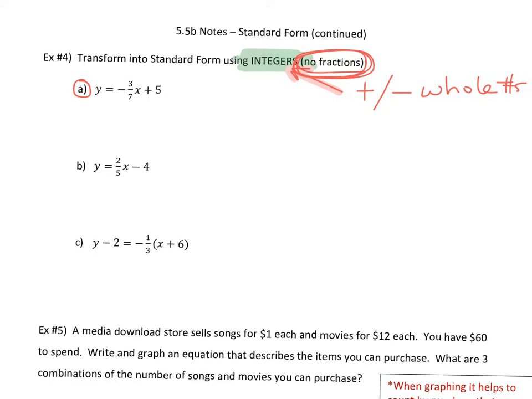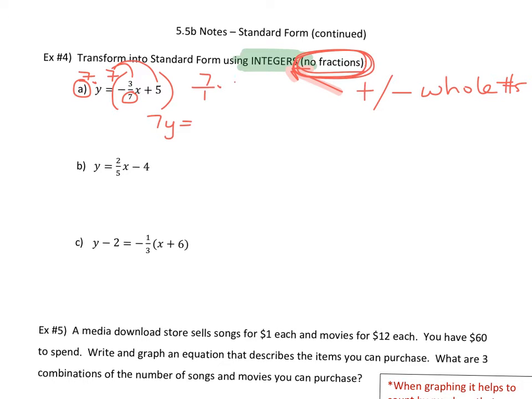Eventually, yes. So here's what you're going to do. Whatever your denominator is, that's the number that you're going to multiply by. So I'm going to multiply everything in this problem by 7. So multiply the right side by 7 and multiply the left side by 7. Because then on the left I have 7y. Now I have to distribute this to both of these. What is 7 times negative 3/7?